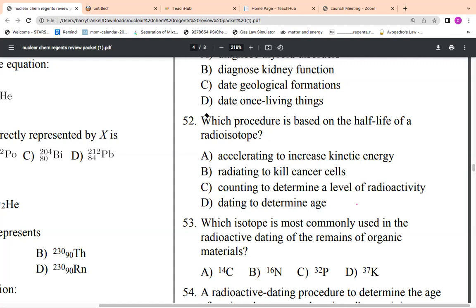Number 53. And I just went over this one, actually. Just said it. So which isotope is most commonly used in the radioactive dating of the remains of organic materials? Organic means that it came from something that was once living. And this, again, would be C14.